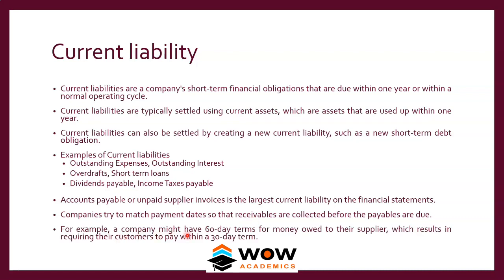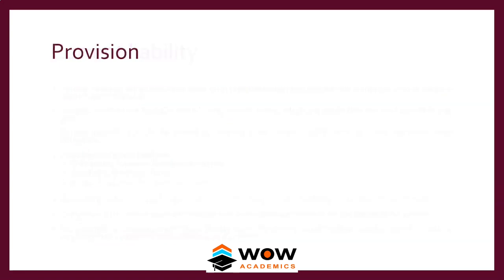For example, a company might have 60 days' terms from their suppliers. So suppliers are giving 60 days to make the settlement, while the company requires its customers to pay on 30 days' terms. So for the difference of 30 days, the company can actually enjoy the suppliers' money. They still have 30 days to pay, but at the same time they have got the money from their customers in 30 days' time. So this is about the current liability concept.